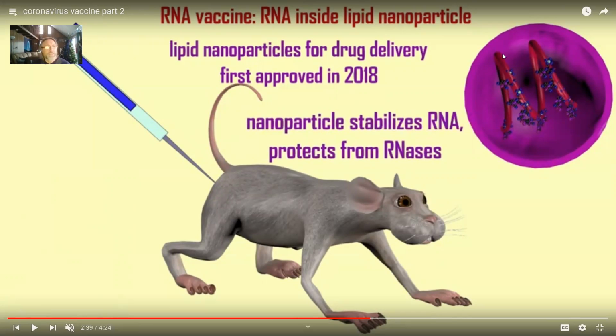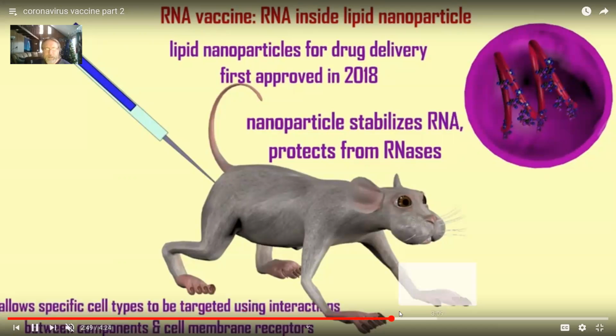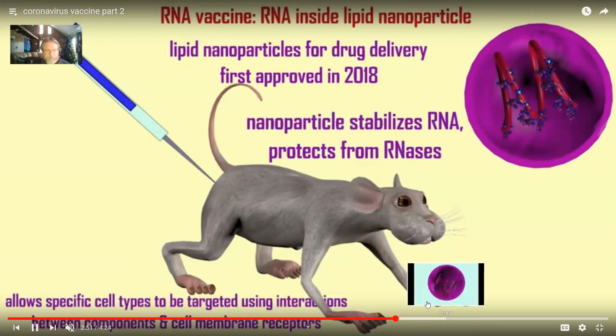But they are using lipids around the RNA to increase the effectiveness. That was first approved for human use in 2018. So this is a brand new way of developing and delivering vaccines. I'll mention RNases again in just a second.